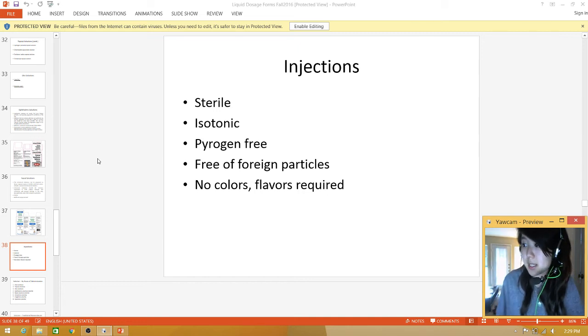Injections must be sterile and should be isotonic. For injections with large volumes, they definitely must be isotonic. But for single shot injections with small volumes, they don't necessarily have to be isotonic because they will eventually get diluted in the body anyways. And injections are also going to be pyrogen free, meaning that they do not contain anything that may cause a fever.